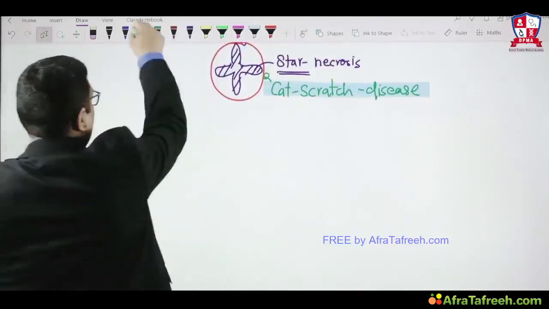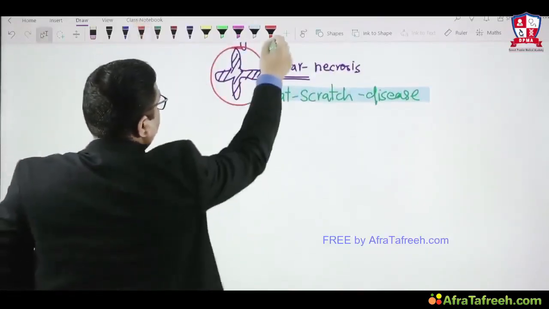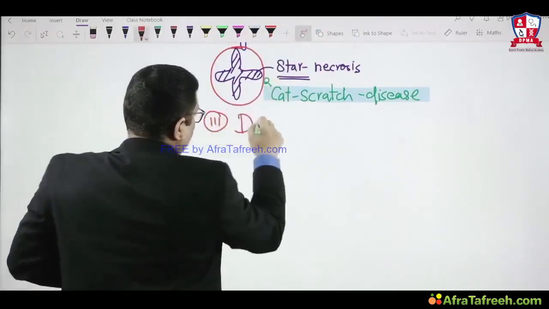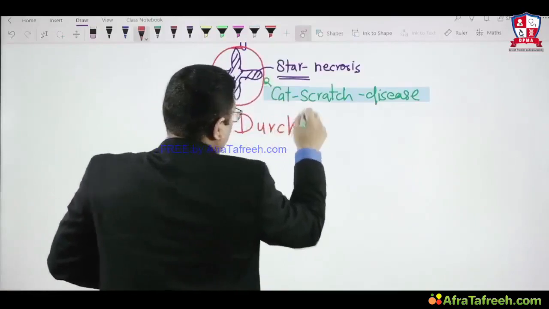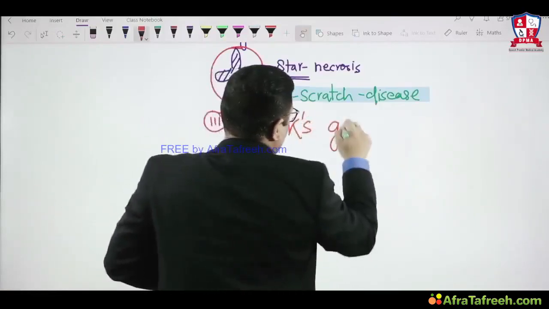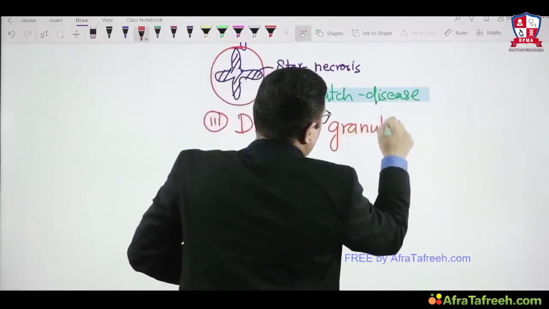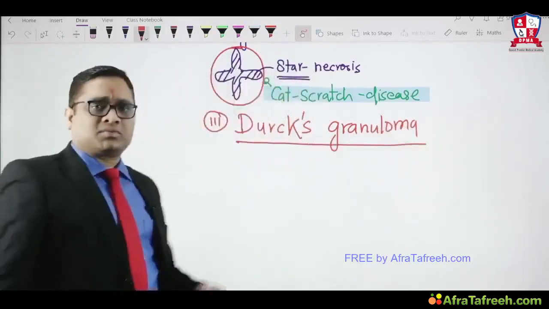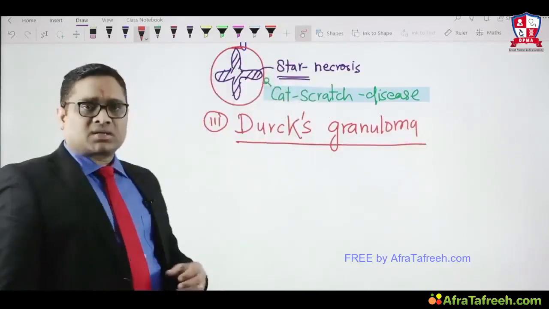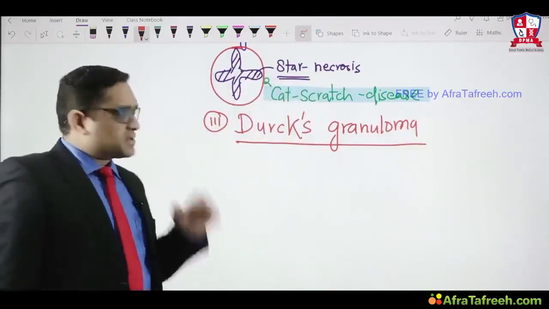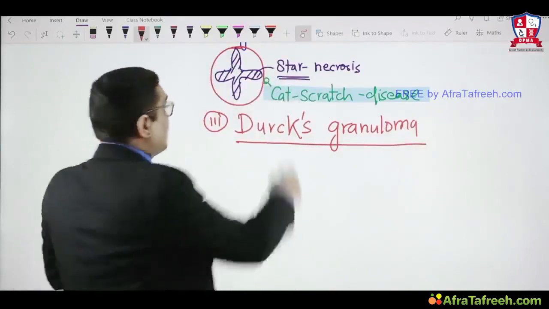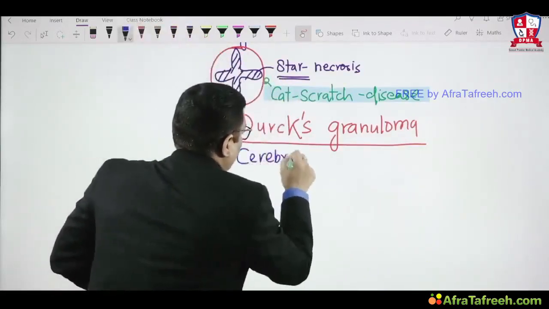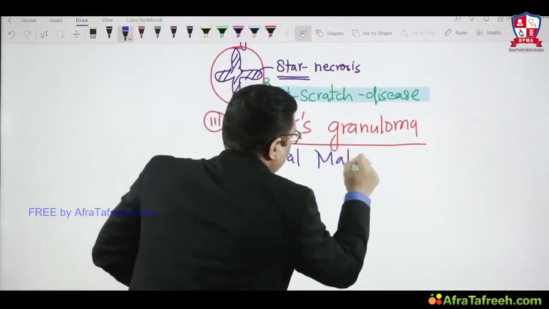The third type of special granuloma is called Dirk's granuloma. This was again a question in both All India and AIIMS: where will you find Dirk's granuloma? Dirk's granuloma will be seen in cerebral malaria. So the answer is it is seen in cerebral malaria.